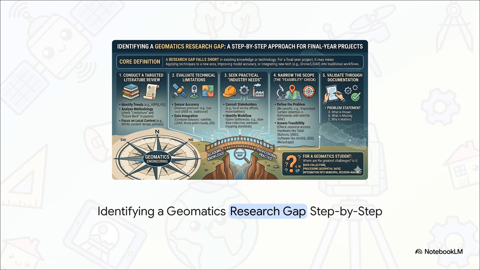Now, if you do decide to go the research route, you can't just pick a topic at random out of thin air. There's a highly specific 5-step workflow for finding a worthy topic. First off, conduct a targeted literature review. Second, evaluate the technical limitations out there, like maybe traditional methods just lack the precision of low-cost GNSS. Third, go talk to stakeholders to find real practical industry needs.